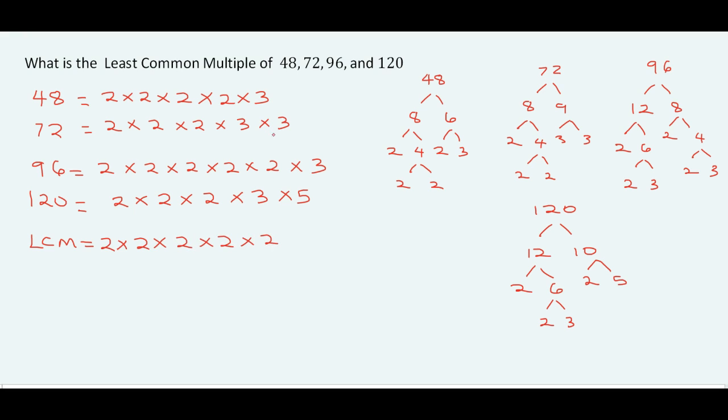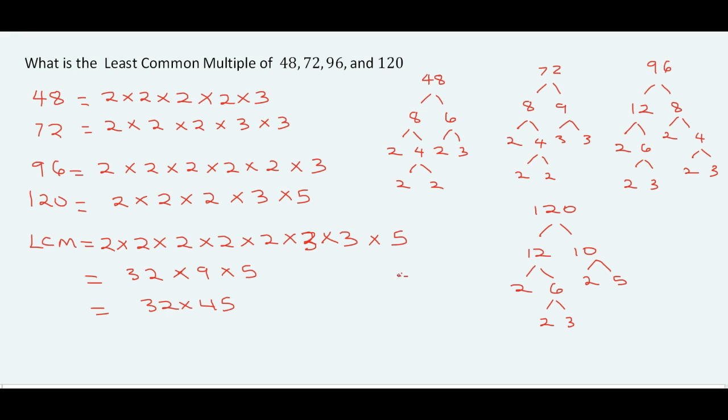And then 3. Here we have 1 occurrence. Here we have 2. Here we have 1. We have 1. So we're going to use the one that has 2: 3 times 3. And then we have 1 occurrence of 5. So this is going to give us 32 times 9 times 5, which is 32 times 45.